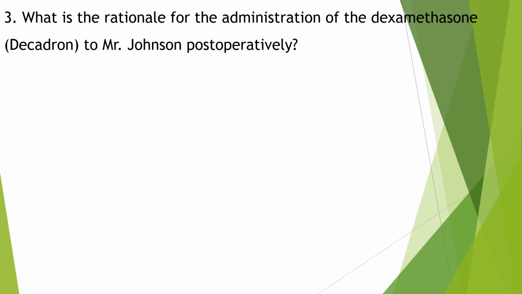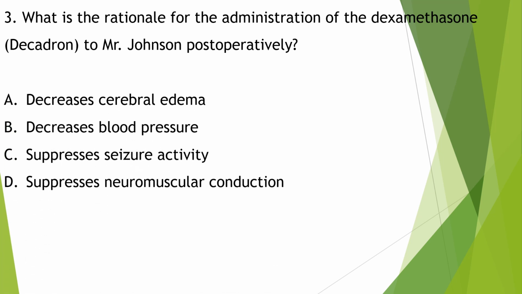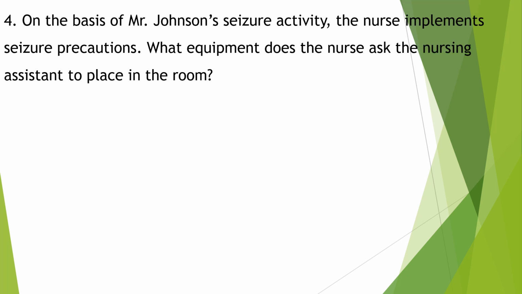What is the rationale for administration of dexamethasone to Mr. Johnson post-operatively? Decreases cerebral edema, decreases blood pressure, suppresses seizure activity, suppresses neuromuscular conduction. Post-operatively, patients are given glucocorticoids such as dexamethasone to treat and prevent further local cerebral edema. Dexamethasone has been shown to stabilize the cell membrane and prevent the occurrence of cerebral edema.